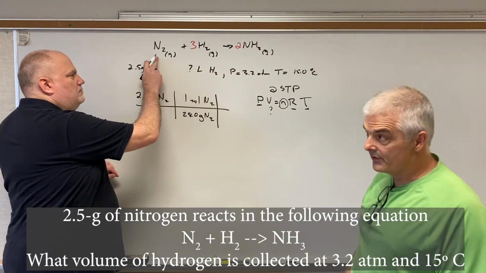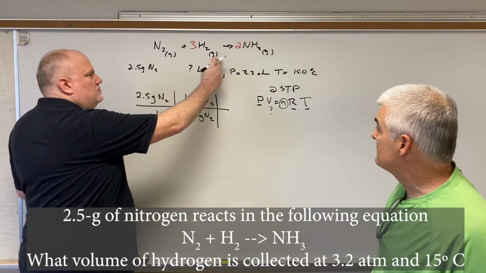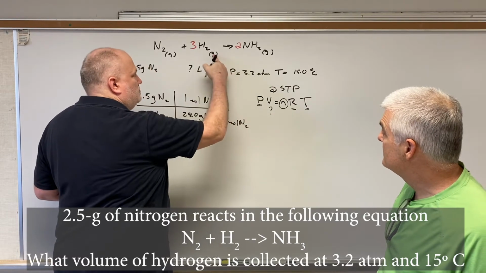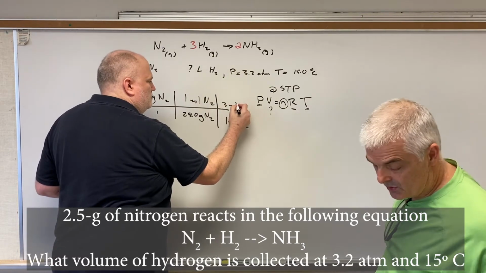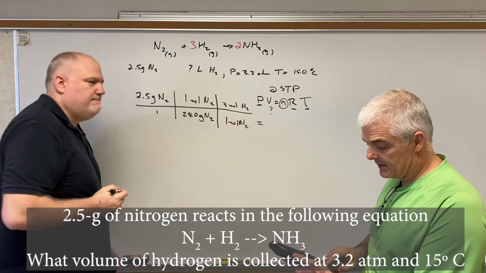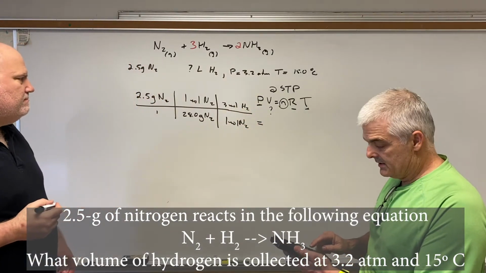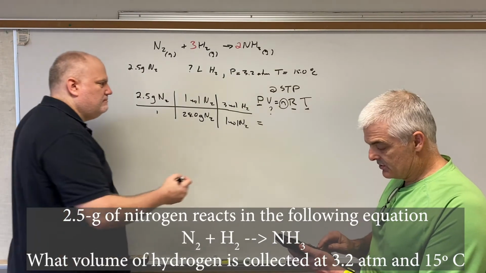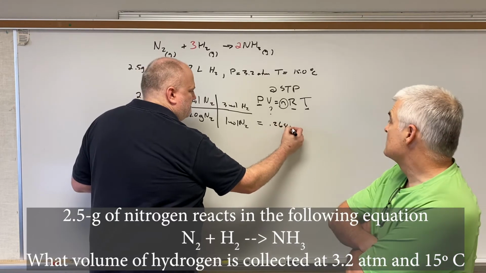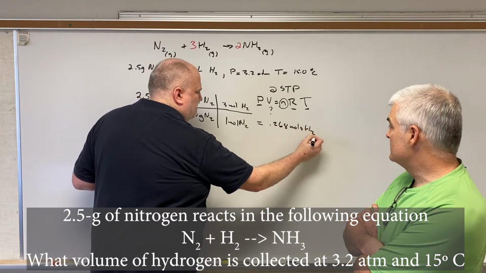And that's from the coefficients. So moles N2 goes in the bottom. It's 1 mole N2 and 3 mole hydrogen. And so that's it. That's our moles. So that's n in PV equals nRT. Let me get the calculator going here. 2.5 divided by 28 times 3. It's 0.268. So that's the moles now of the hydrogen.